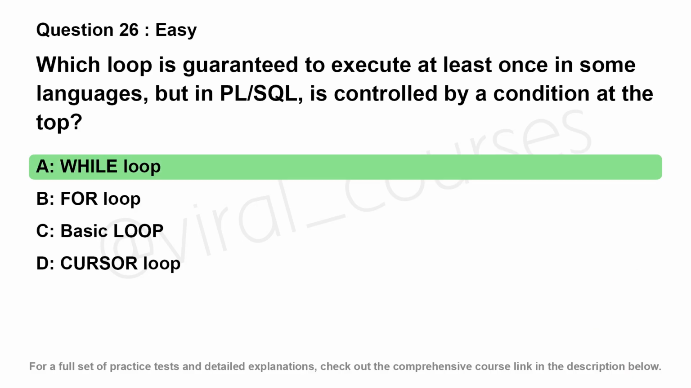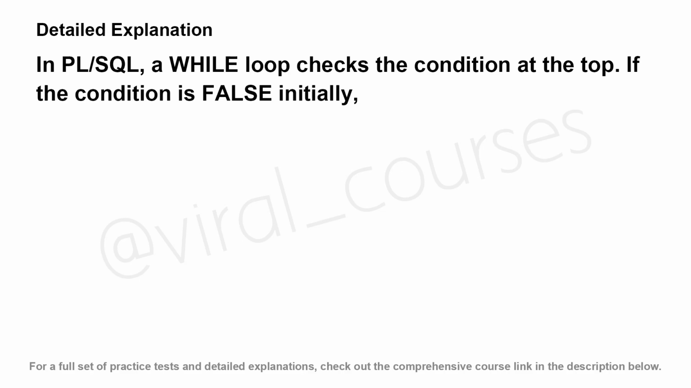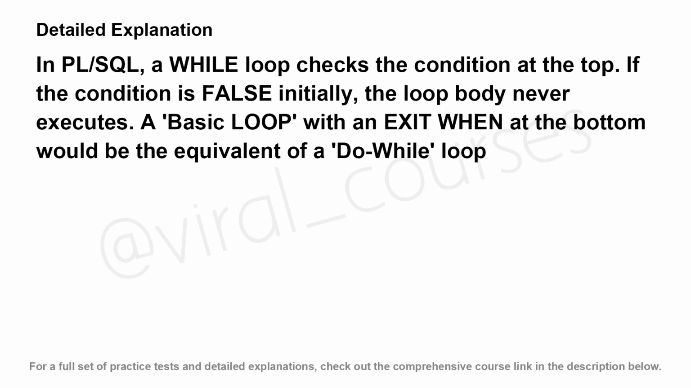The correct answer is A. In PL/SQL, a while loop checks the condition at the top. If the condition is false initially, the loop body never executes. A basic loop with an exit when at the bottom would be the equivalent of a do-while loop that executes at least once.